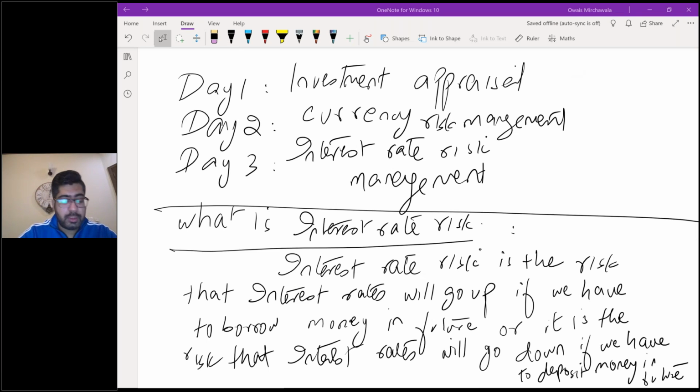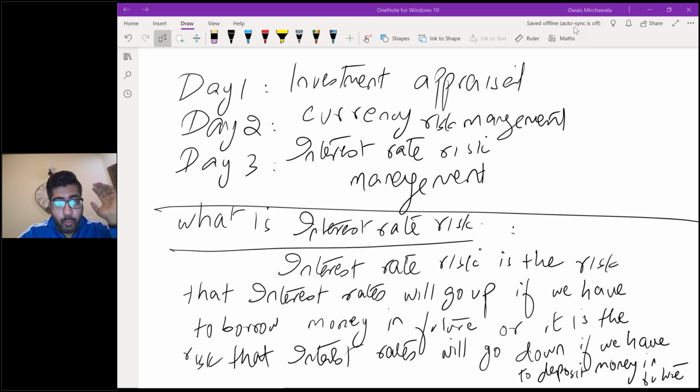Remember yesterday when we discussed currency risk management, the first thing I taught you was what exactly currency risk is. Remember the definition from yesterday's class: currency risk is the risk that currency rates may go up if you have to pay someone in future, or currency rates may go down if you have to receive money in future. Then we studied how to manage it.